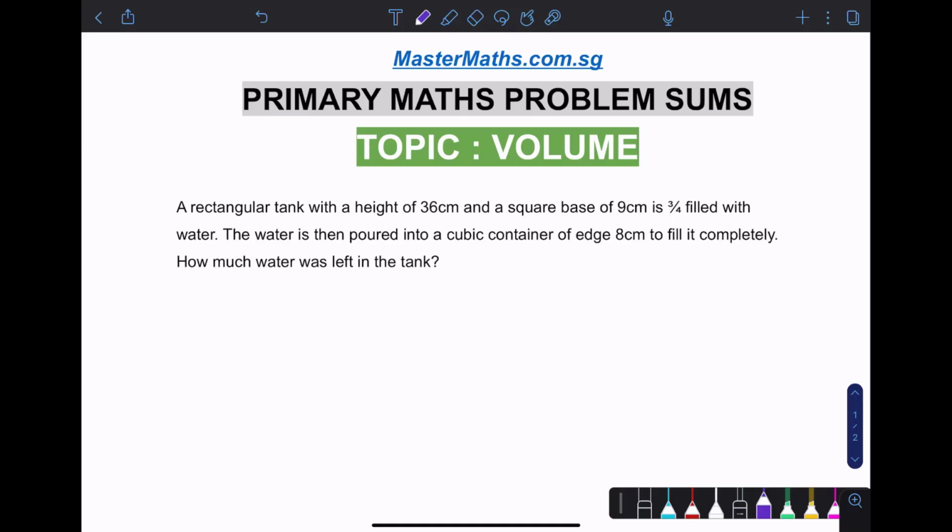This is a problem sums on volume. A rectangular tank with height 36 cm and a square base of 9 cm is 3/4 filled with water. The water is then poured into a cubic container of each side 8 cm to fill it completely. How much water was left in this tank?